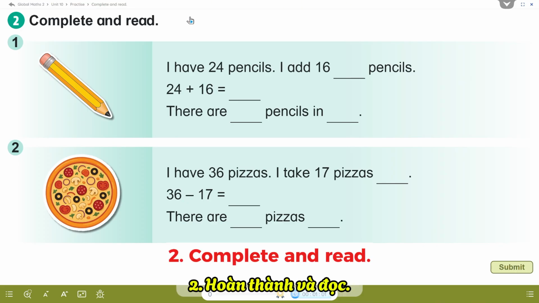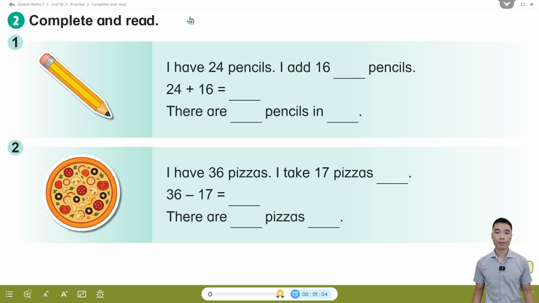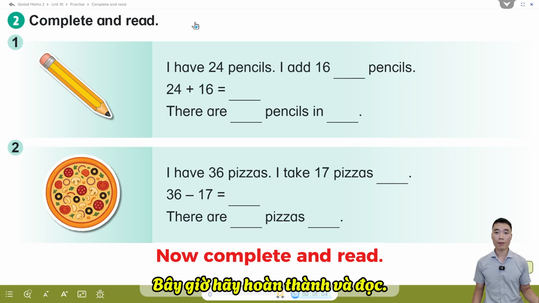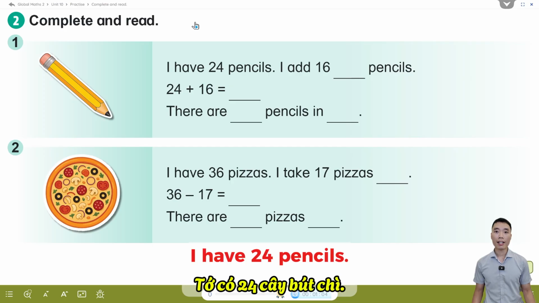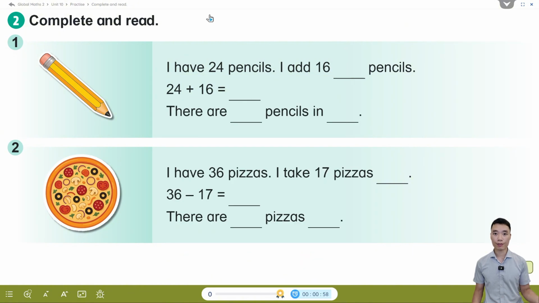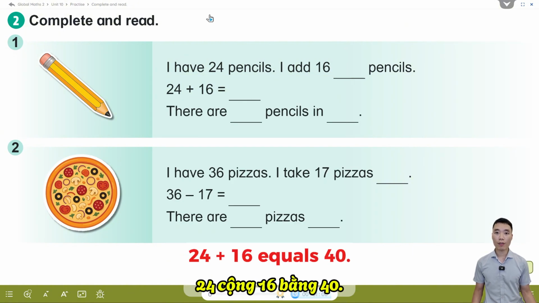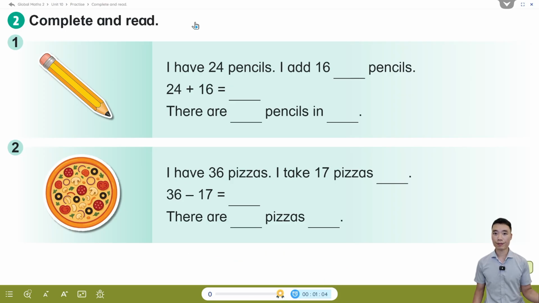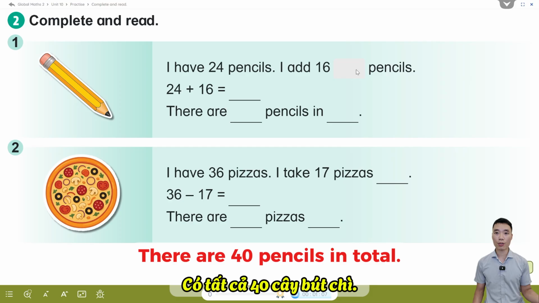2. Complete and read. I have 24 pencils. I add 16 more pencils. 24 plus 16 equals 40. There are 40 pencils in total.